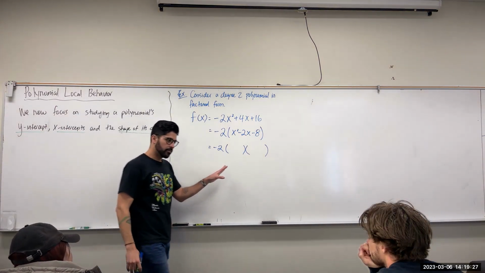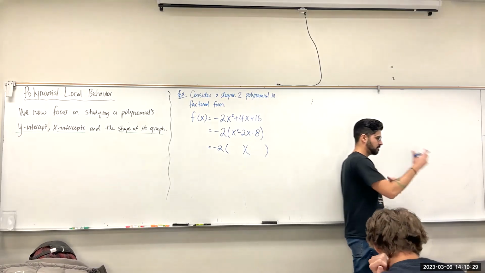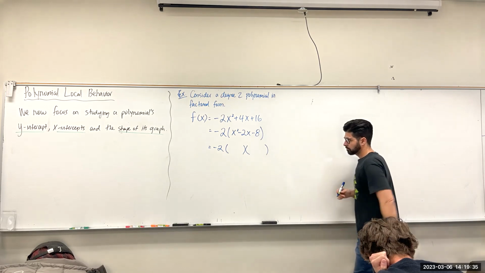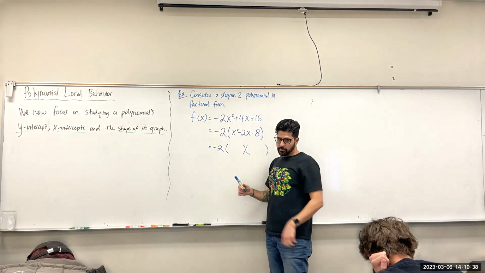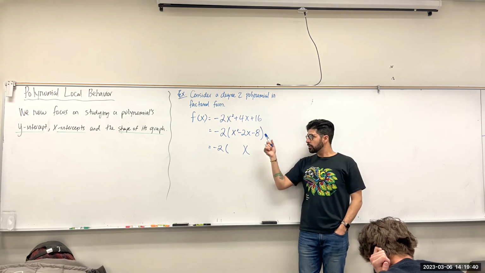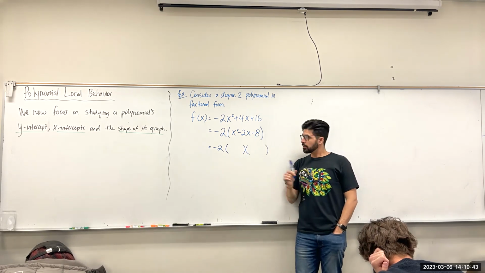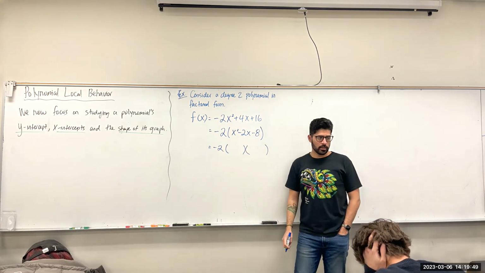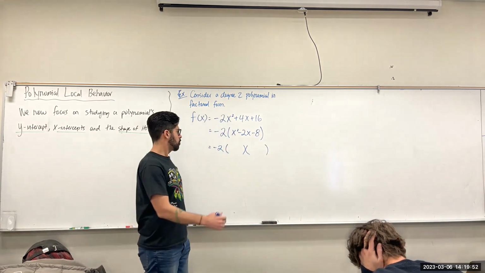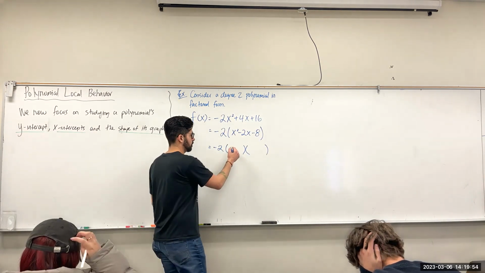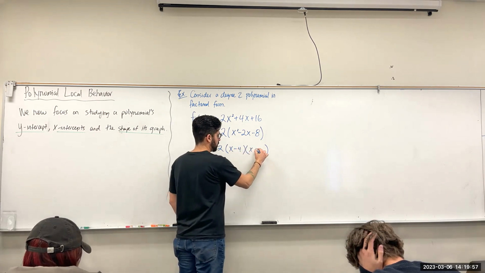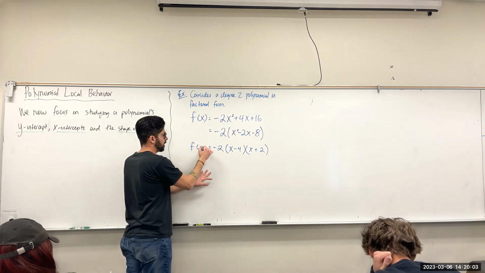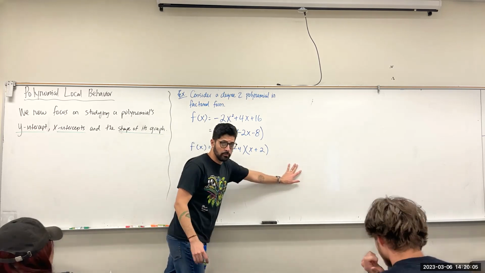I'll give you guys some time to think about it. I need you guys to practice factoring. So what 2 numbers are going to multiply to -8, and then when you combine like terms, add to -2? x minus 4, x plus 2. Good. So this is the polynomial, or the quadratic, in factored form. Okay.